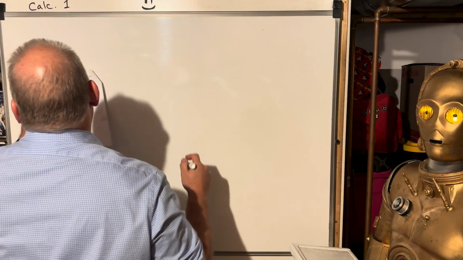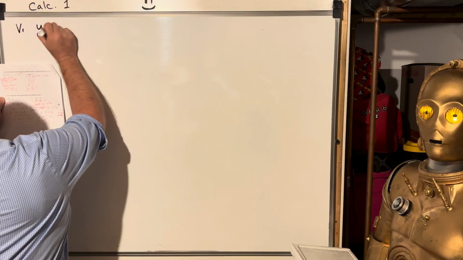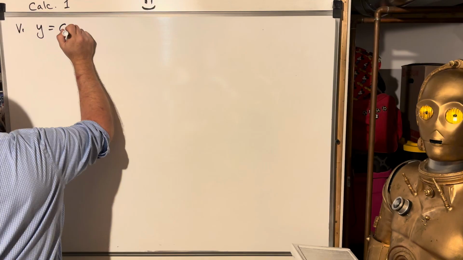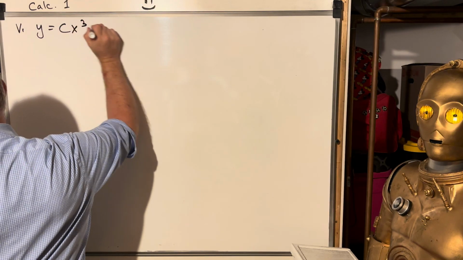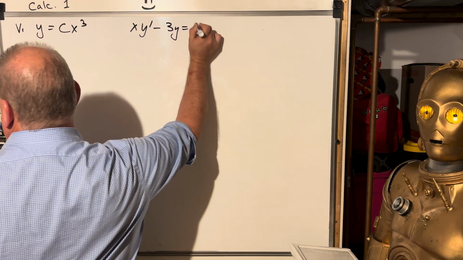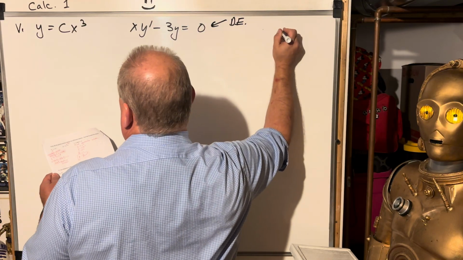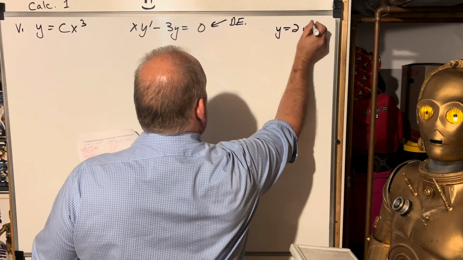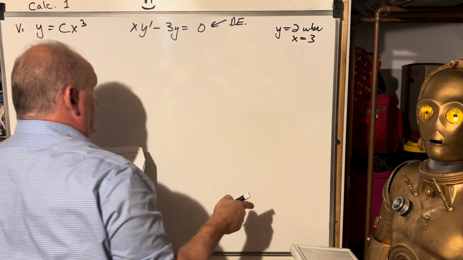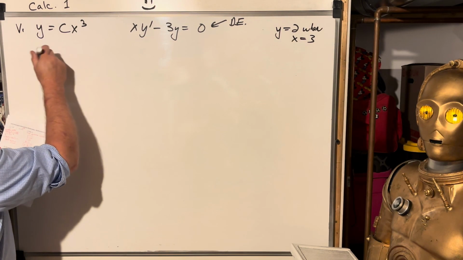All right, so number 5, we got y is equal to c x to the third, x y prime minus 3y equals 0. That is our differential equation, and y equals 2 when x equals 3. So we need that to find our particular solution. So we'll confirm that this is a possible solution.